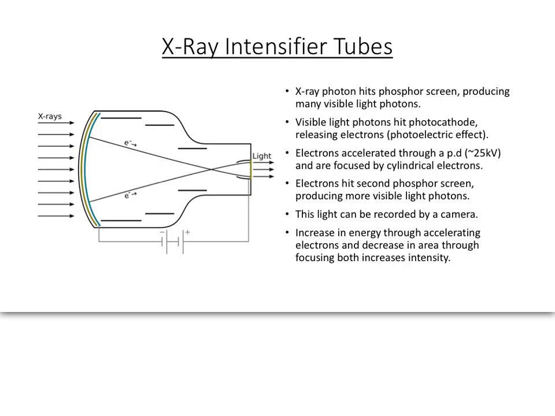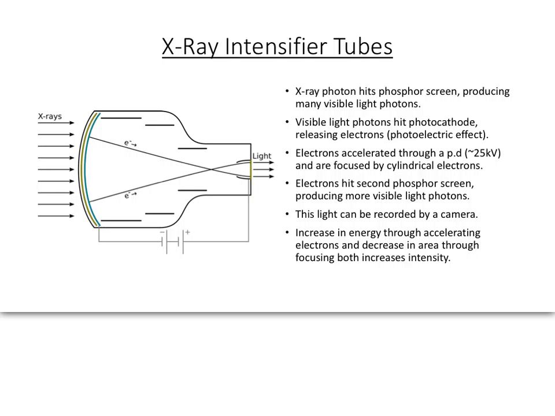So first of all, an X-ray photon hits the phosphor screen. Now, like I said before, phosphor screens, when they're hit by the X-ray photon, release many visible light photons. These visible light photons then go on to hit a photocathode, which releases electrons through the photoelectric effect. These electrons are then whizzed through a PD of 25 kilovolts, being accelerated, and at the same time are focused by these cylindrical electrodes, the lines that you can see at the top and bottom of the diagram.